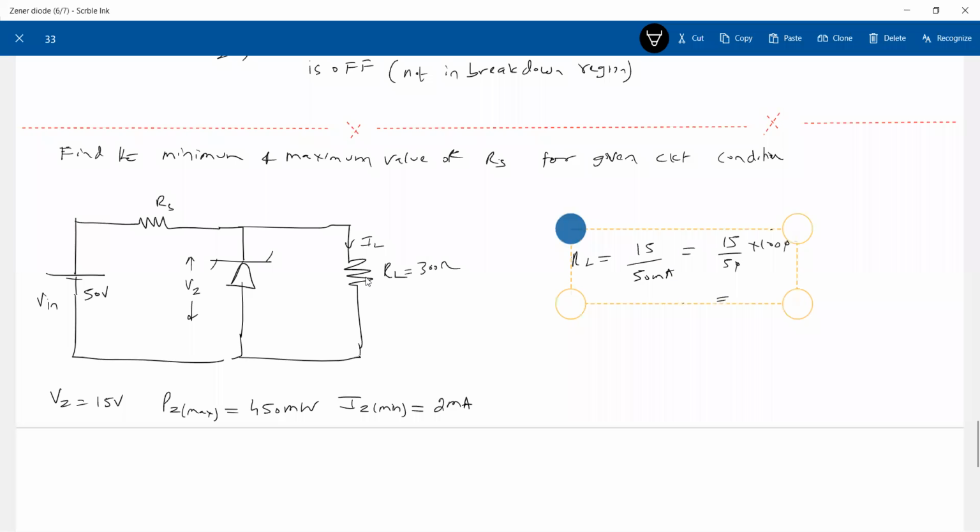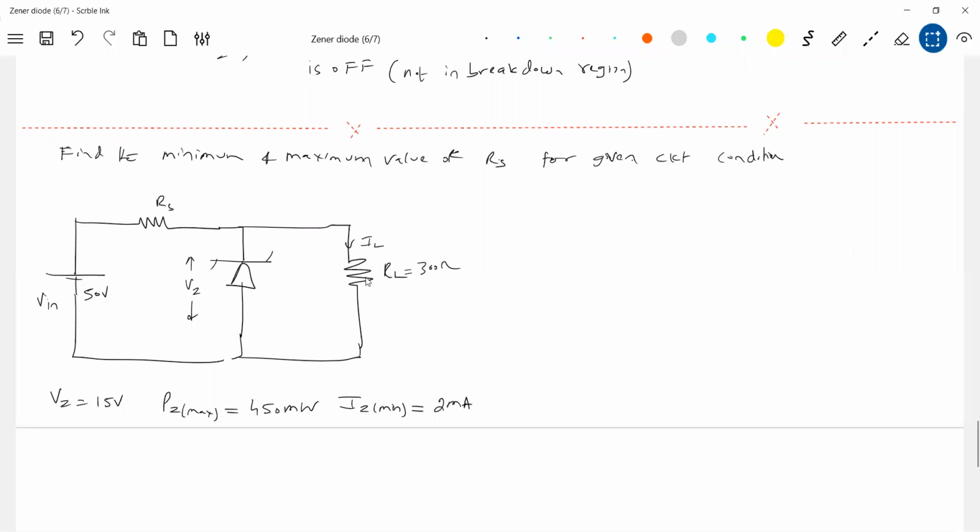And now he's asking for these conditions. He is asking what should be the minimum and maximum value of RS. Still, the circuit will act like a voltage regulator. Why RS minimum? He is asking what the range is. So still the circuit will work here. Okay, now what is the core idea? Once again, I'll put it. Still many are asking doubts.